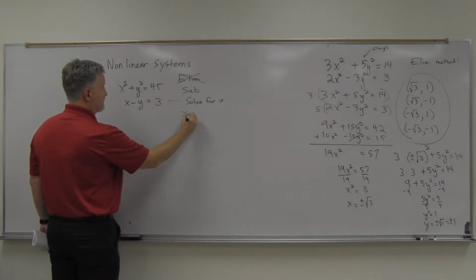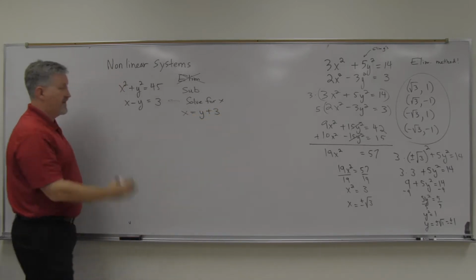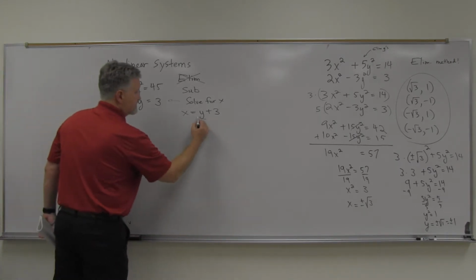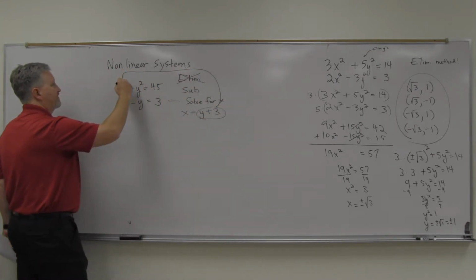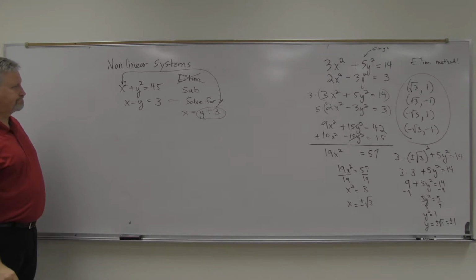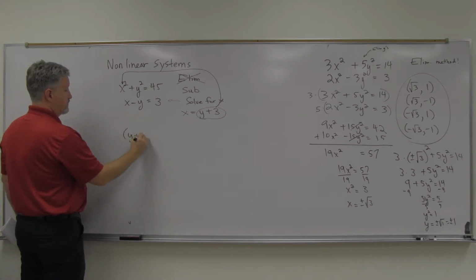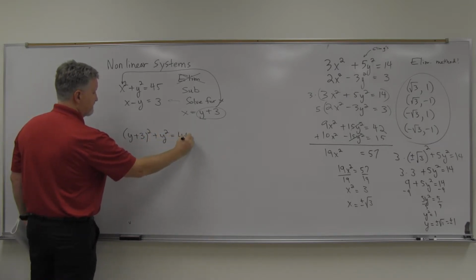Not hard at all, right? Just add the y to both sides, add it over. So then I can substitute. Take this, y plus 3, and substitute it for the x in the first equation. And what does that give me? Well, it gives me y plus 3 squared plus y squared equals 45.